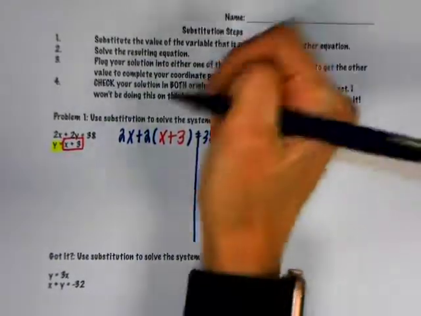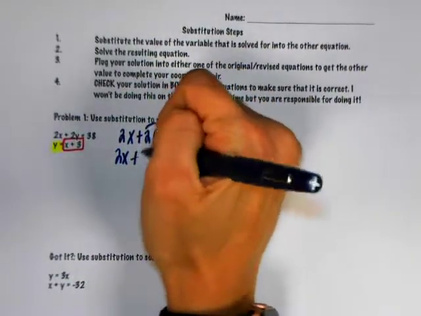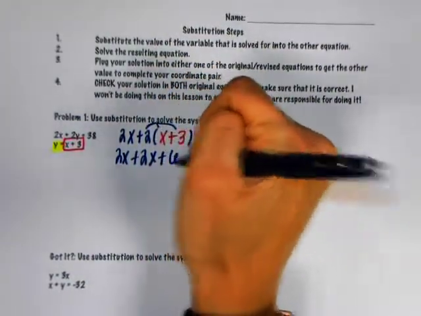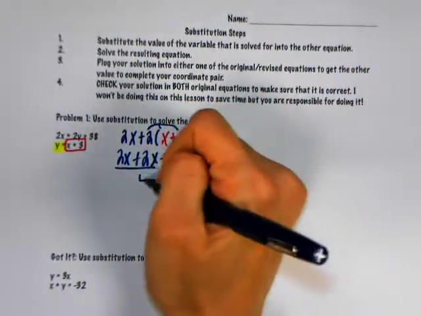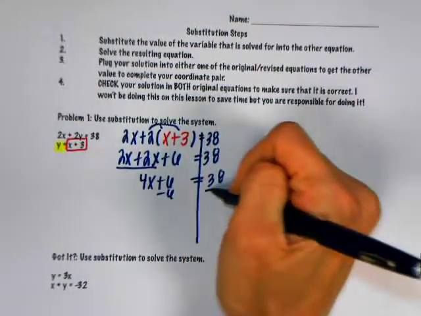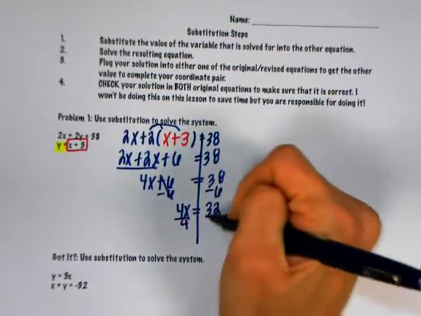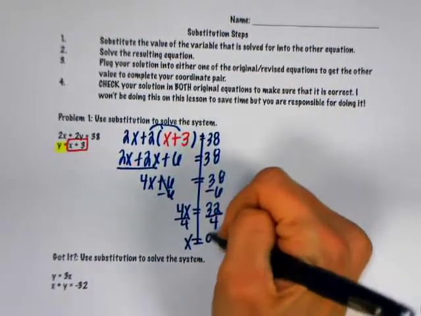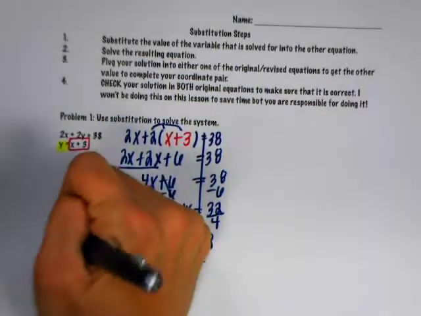So here, we're going to distribute the 2. So 2 times x is 2x. 2 times 3 is 6. Combine like terms, 2x plus 2x is 4x. Minus 6. 4x equals 32. Divide by 4. So you get x equals 8 for your first solution. And remember, our solutions are all points. So I only have the x coordinate of my point. So here, I have 8 comma something.